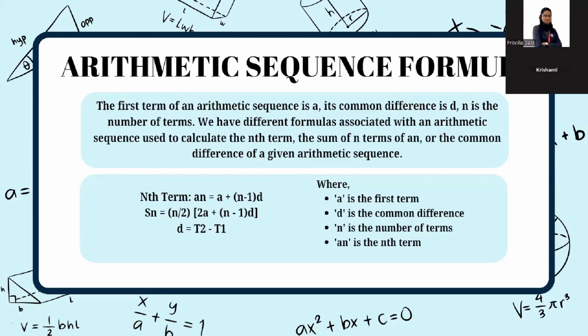For the sum of the terms, we have n divided by 2, where n is the number of terms, times 2a plus n minus 1 times d. Just to remind you, to find the common difference, we take the second term minus the first term. As you can see, all the letters remain the same in the formulas.